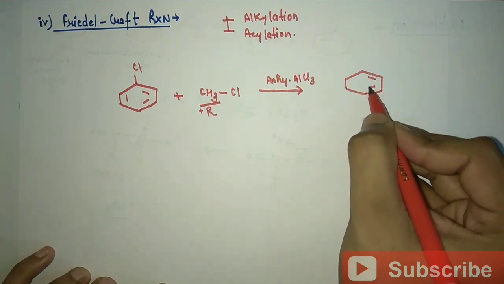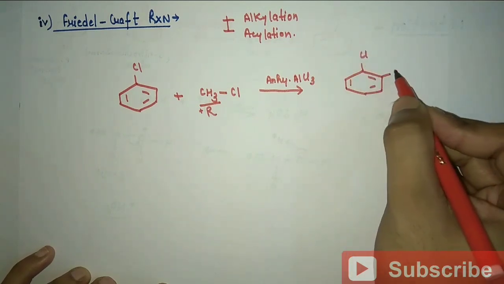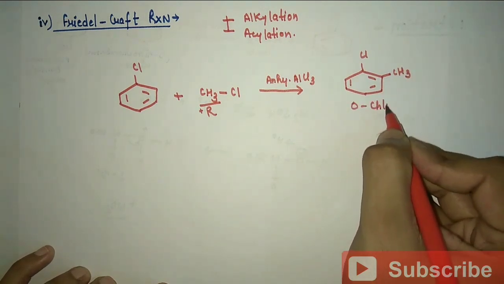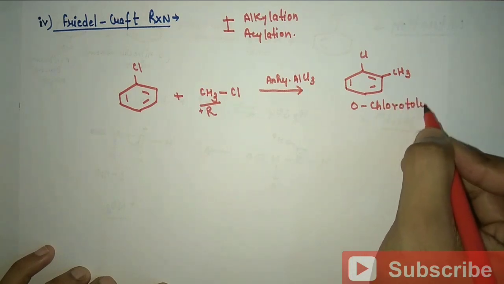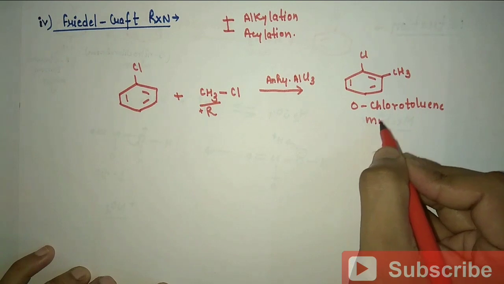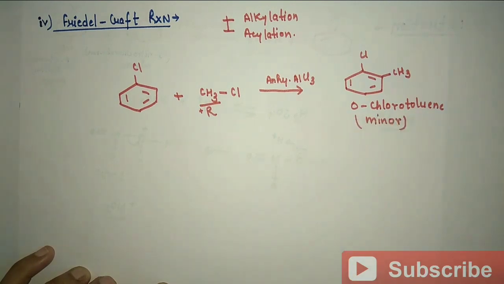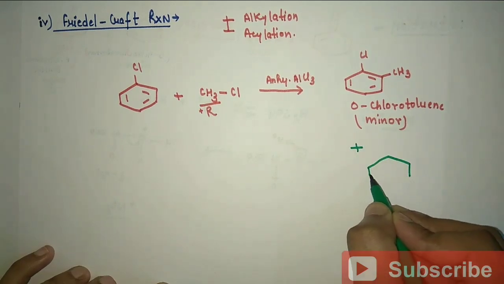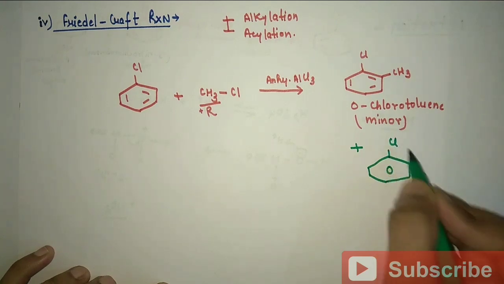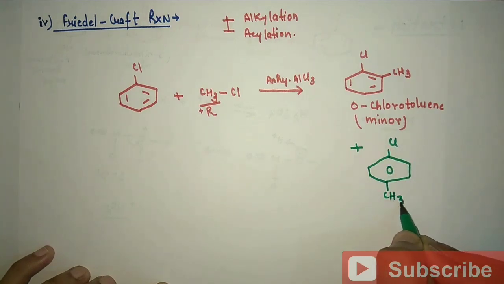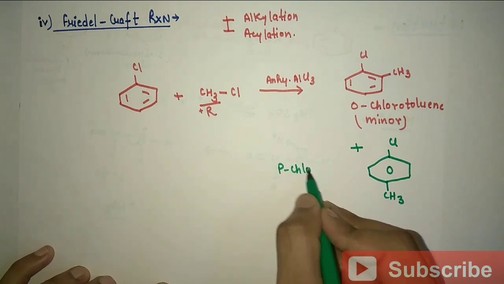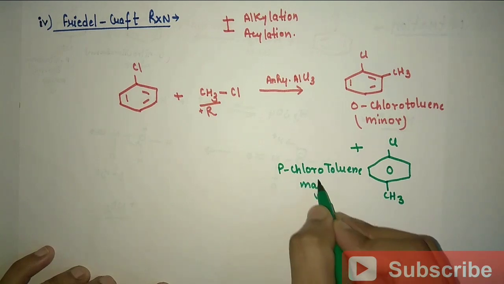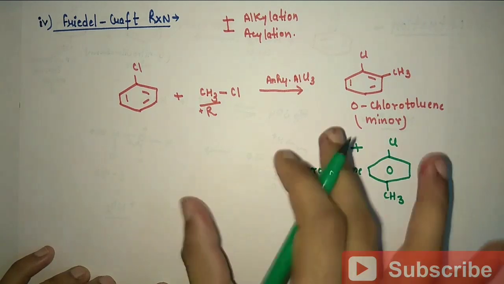Here comes the CH3. So this is orthochlorotoluene, and this is our minor product, and the major product will be parachlorotoluene. Here the alkylation occurs at para position. This is known as parachlorotoluene, and this one is our major product. So this is the Friedel-Crafts alkylation.